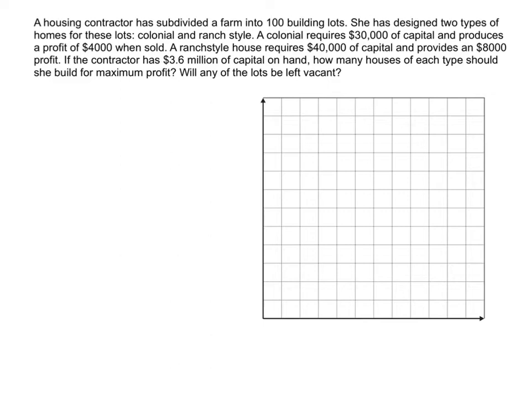maximize her profit? All right, so I need to find, first of all, my variables, define them. So X is going to be the number of colonial houses, and Y is going to be the number of ranch style houses. So if I take the number of colonial and I add it to the number of ranch, there are 100 lots, which means that this needs to be less than or equal to 100.